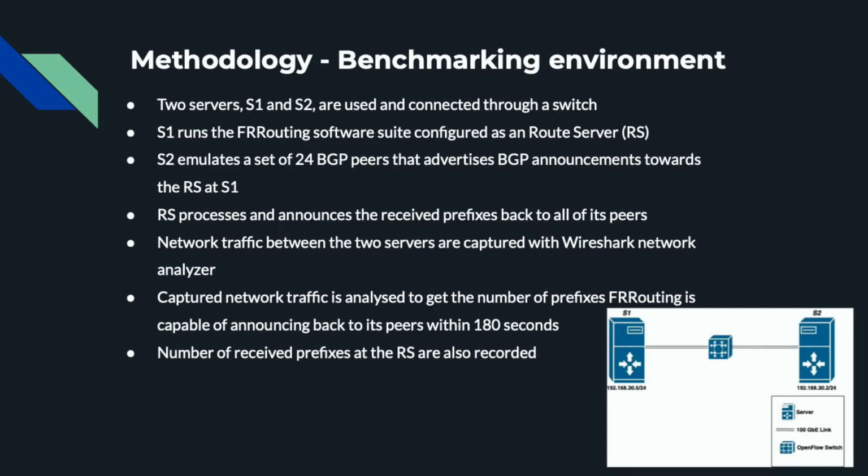The network traffic between the two servers is captured with the Wireshark network analyzer and the captured data is parsed with a dedicated BGP parser. Captured network traffic is analyzed to get the number of prefixes FRRouting is capable of announcing back to its peers within a time span of 180 seconds. Simultaneously, the number of received prefixes at the route server is also recorded.